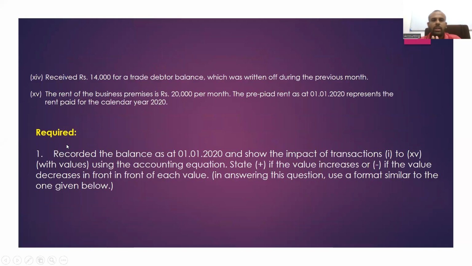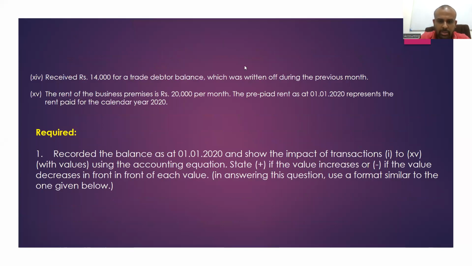They received 14,000 from a debtor which was written off in the previous month. Can you all remember in the theory classes we have discussed, if you recover the impairment losses, the recovery of impairment losses, you are supposed to recognize as an income in the year of receipts. Income consider.